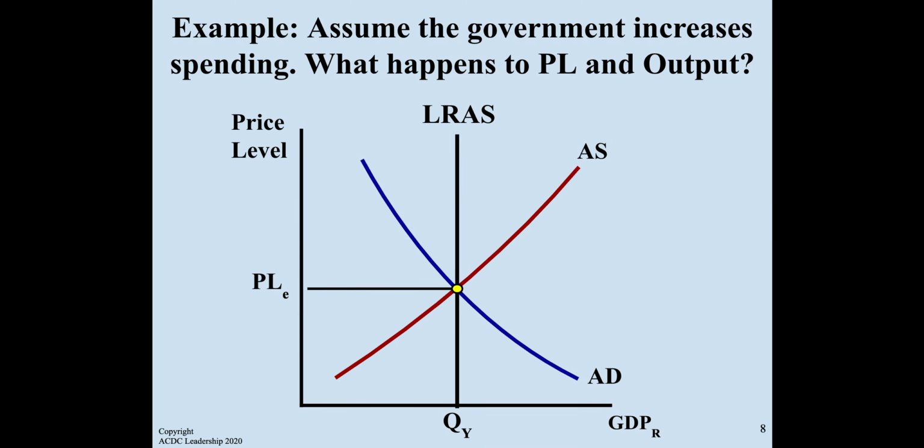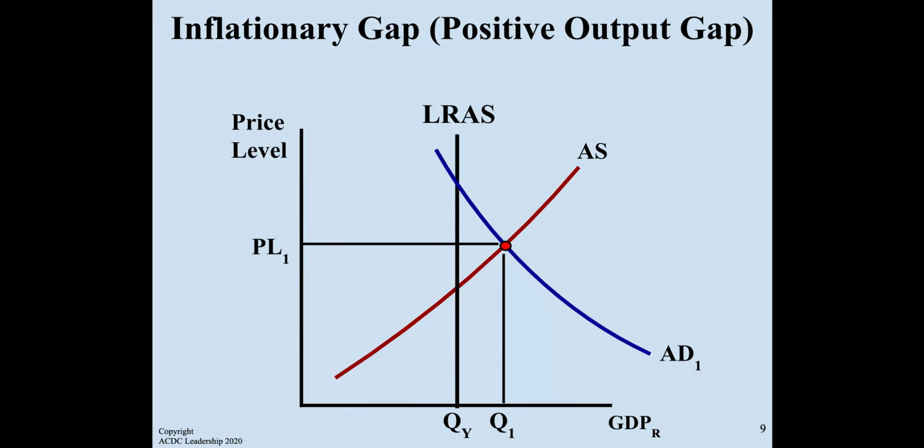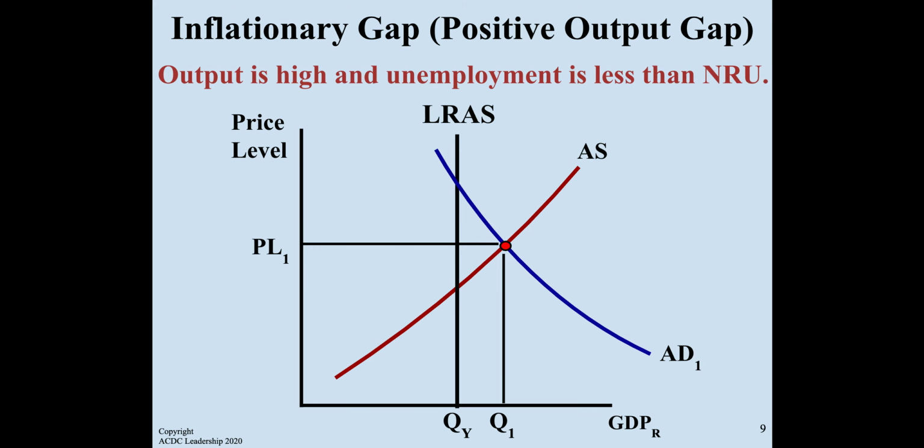So here's an example. Assume the government increases spending. What happens to the price level and the output? Here we have an increase in the aggregate demand, creating a new price level and a new equilibrium point. In this case, the price level rose and the quantity rose. An inflationary gap is a positive output gap. In this case, output is high and unemployment is less than the NRU. Actual GDP is above potential GDP.